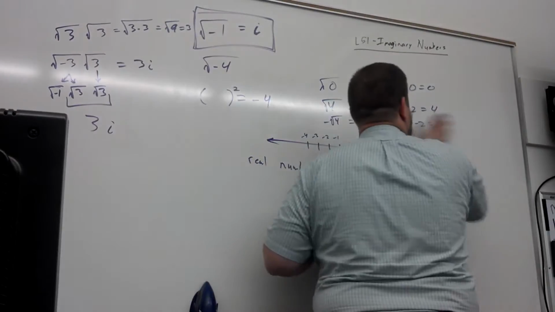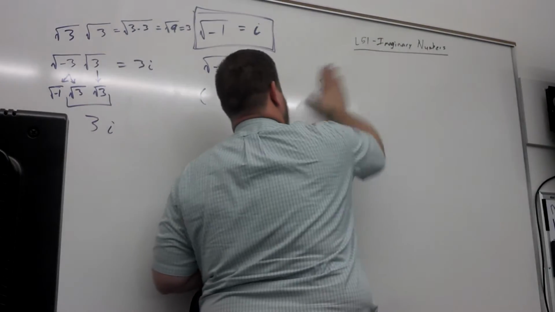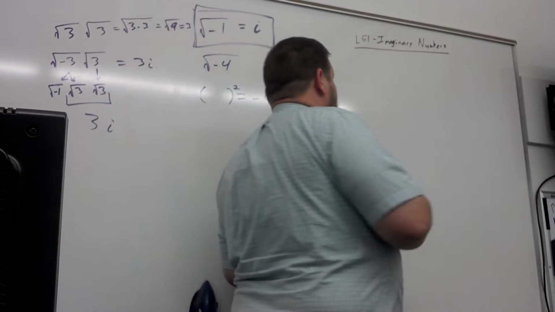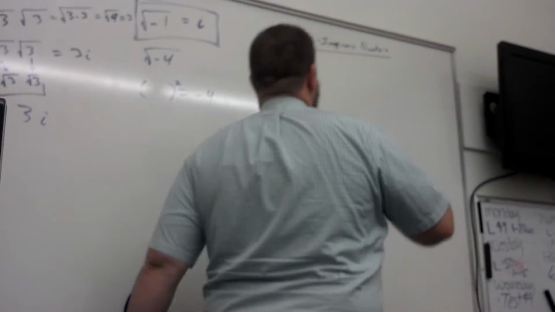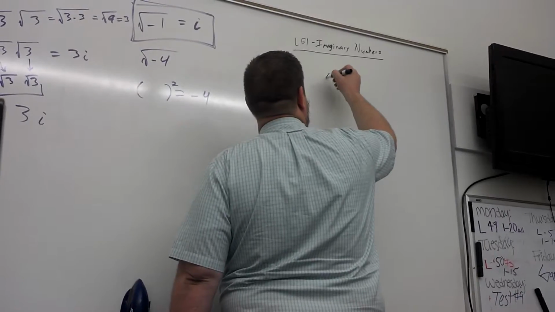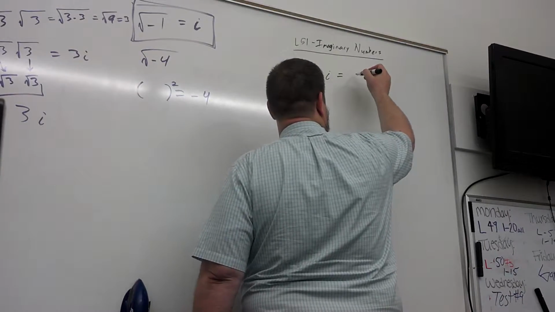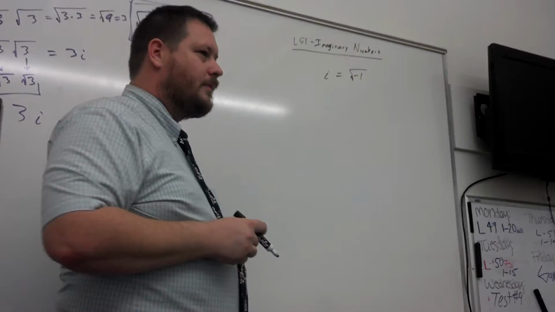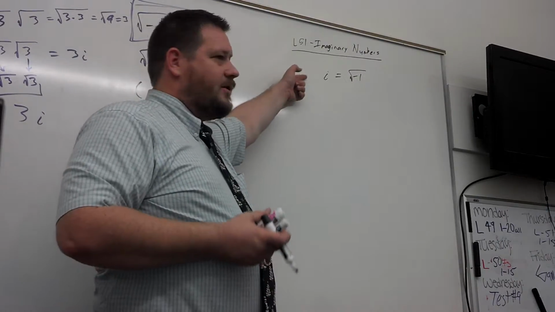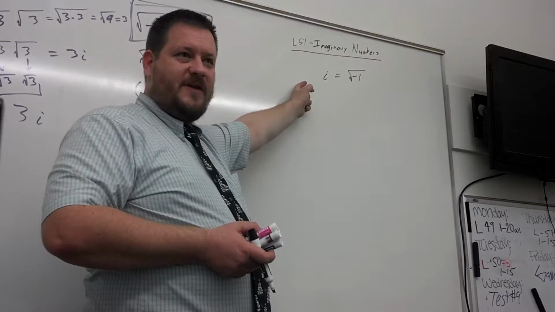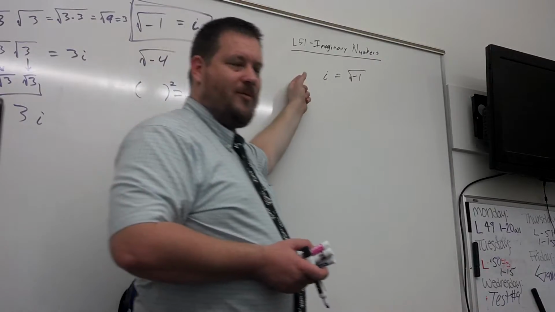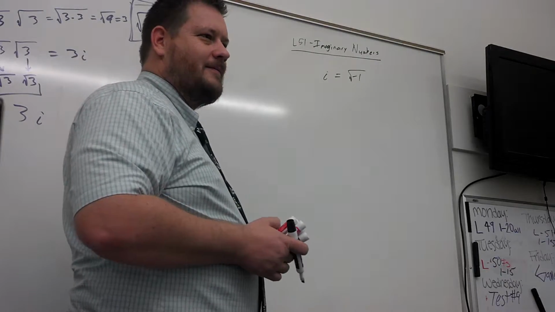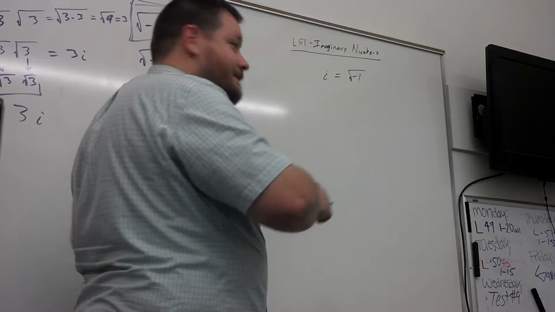Alright, let's do this then. Get your formula sheet out. Here's some stuff for you to write down. When we're talking about imaginary numbers, i is what? The square root of negative 1. Yes, imaginary. So this is the main idea right here. i is the square root of negative 1. Which sounds like horrible grammar, but it's good algebra.